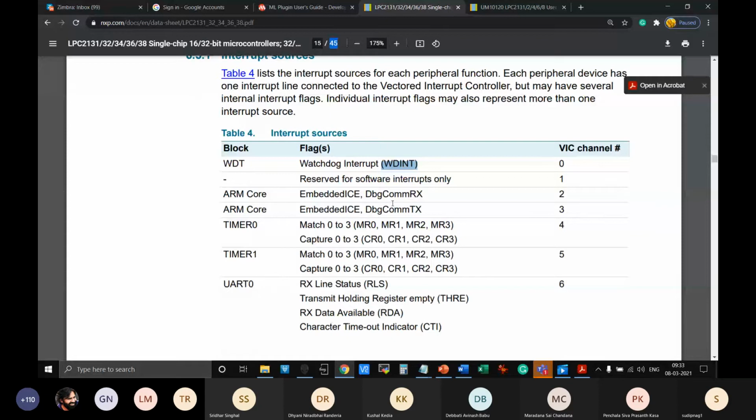Then, I just skipped one over here, the software interrupts. The software interrupts are available, so through your code you can immediately interrupt almost anything in your microcontroller except the watchdog. Even the watchdog can be disabled or enabled, but you cannot interrupt it once it has started. You can disable or enable the watchdog.